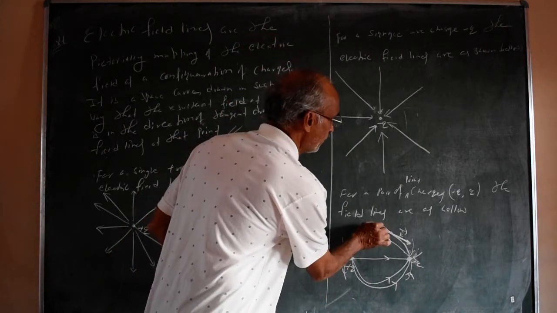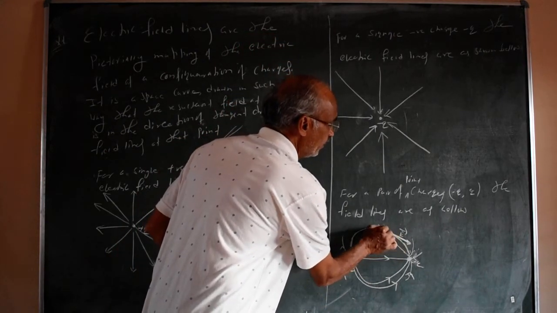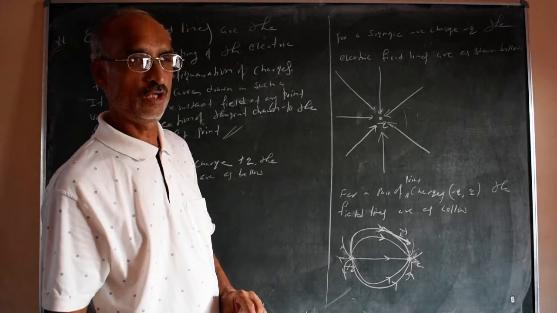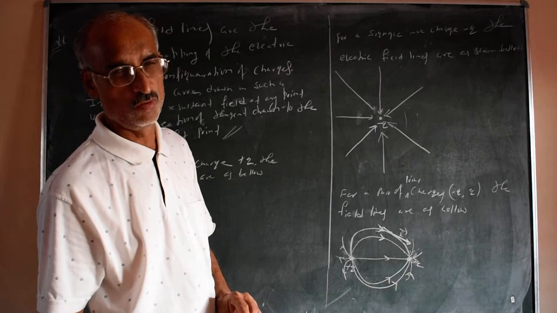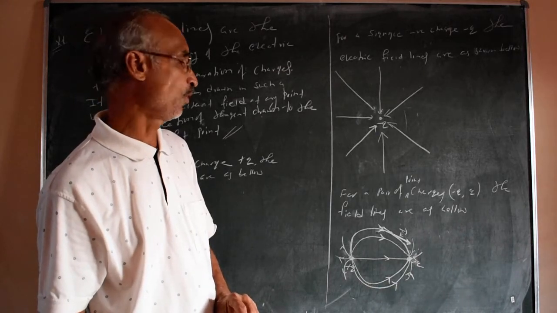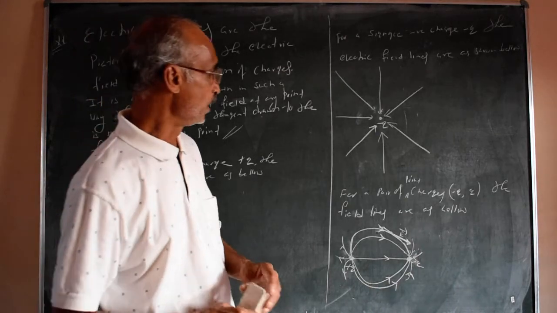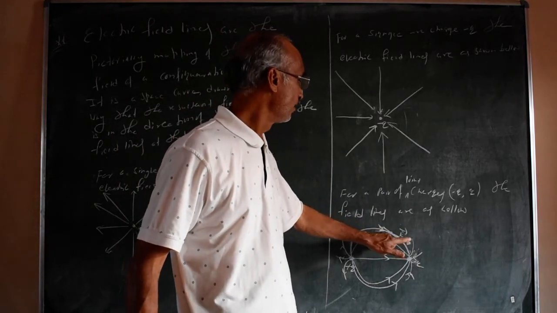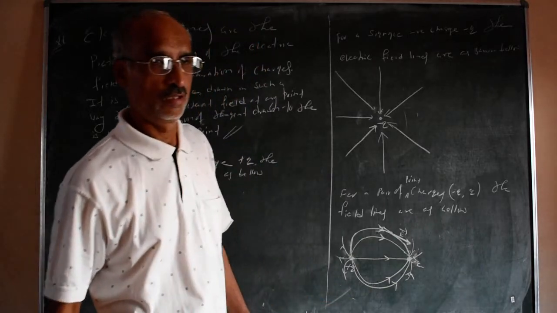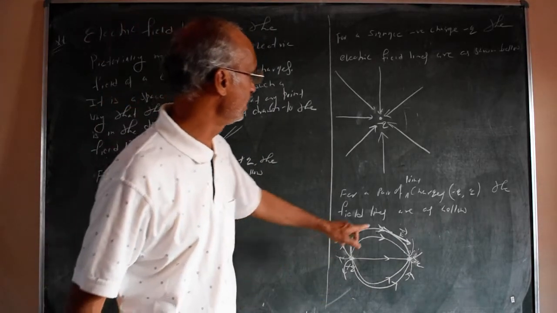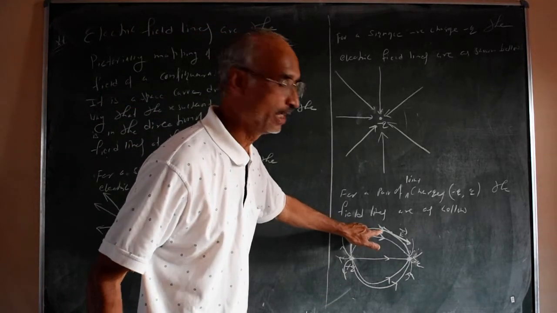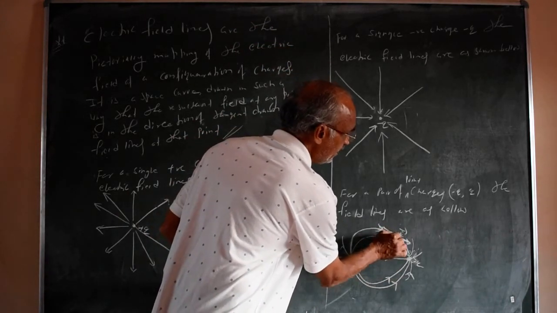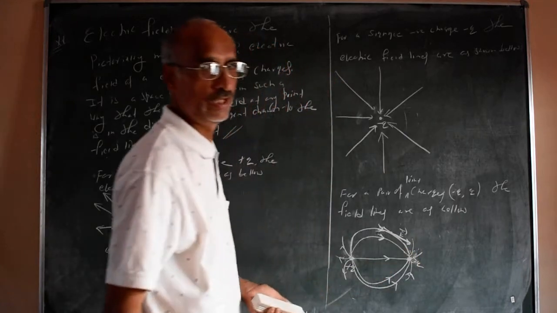The field lines are in this direction, and the tangent is drawn. A tangent is a line. A line has two directions, but the field has unidirection. Field is a vector quantity. It has unidirection. In which direction does the field at a point for a configuration of charges lie? It is in the direction of the electric field lines. Electric field lines are in this direction, and the electric field is also in that direction. Okay.